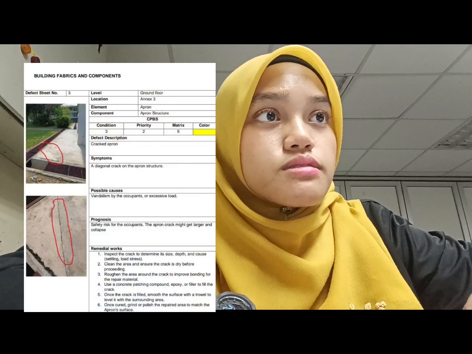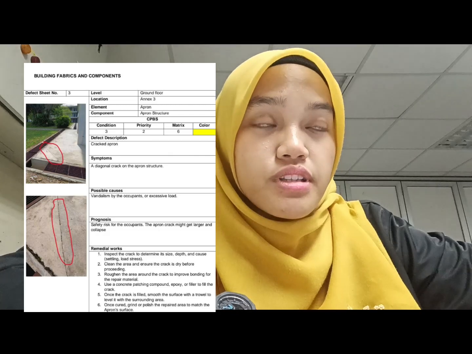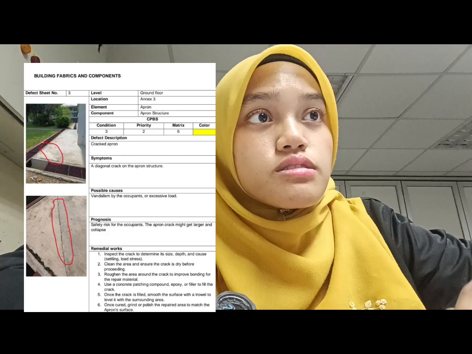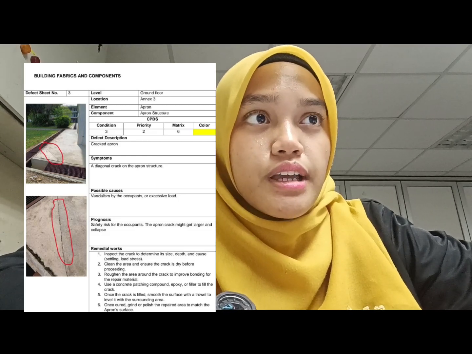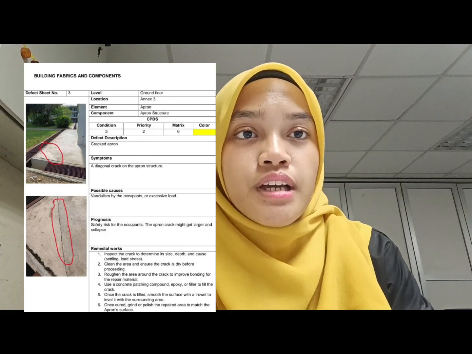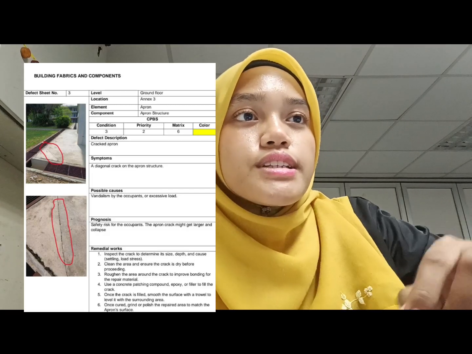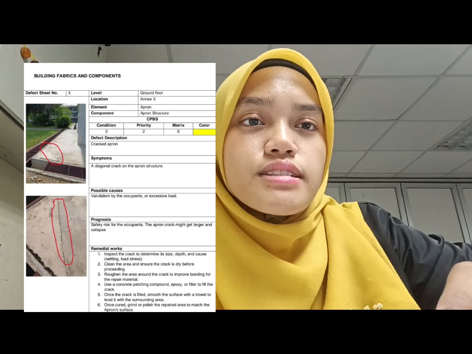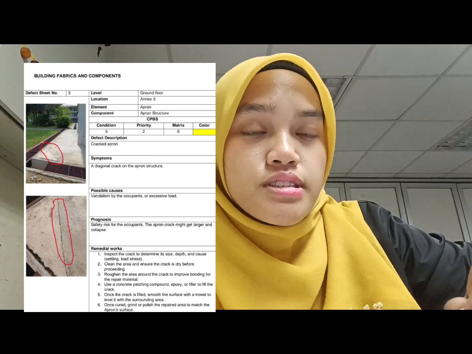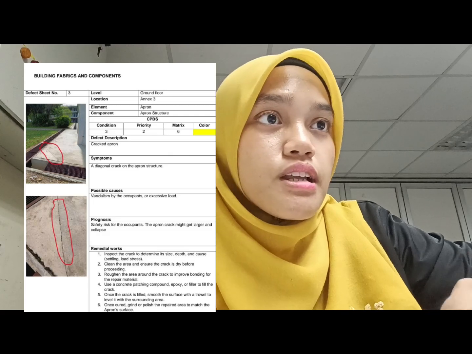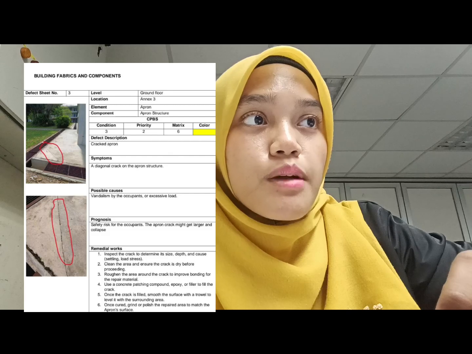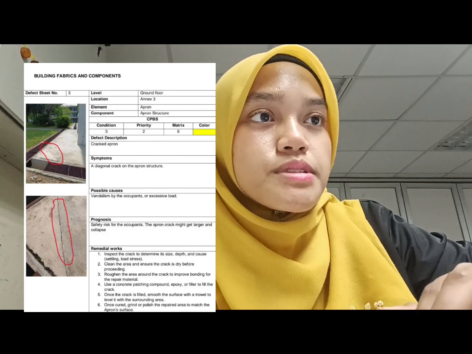And the first component is apron structure. So the condition is 3, the priority is 2, the matrix number is 6, and the color coding is yellow. So the defect description is cracked apron. The symptoms, there's a diagonal crack on the apron structure as you can see in the picture, and the possible causes is vandalism by the occupants or excessive load. And the prognosis is, if it's not treated, it is very risky for the occupants, and the apron crack might get larger and finally collapse.